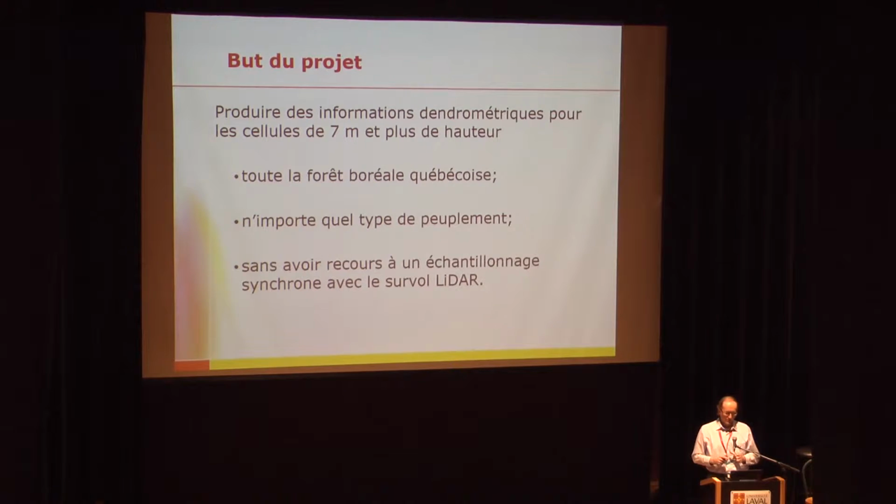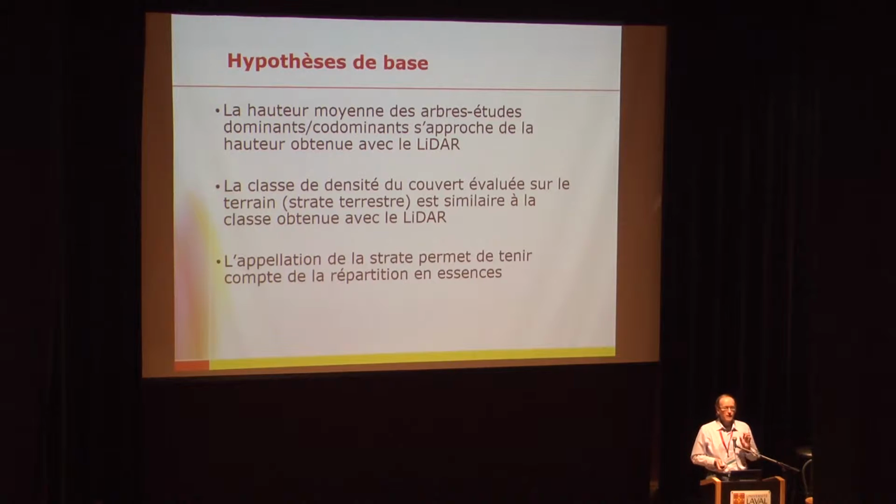The goal of the project was to produce information on cells 10 meters by 10 meters that have 7 meters or more in height. Our goal was to estimate dendrometric variables for those cells, 10 by 10, with more than 7 meters in height. And this should be done for the whole Quebec forest, but mostly for the Quebec boreal forest, for any type of stand, and without using synchronous sampling that would be done at the same time as the LiDAR flights.